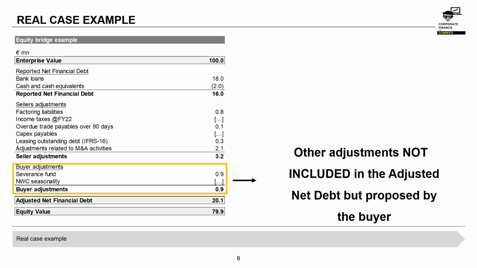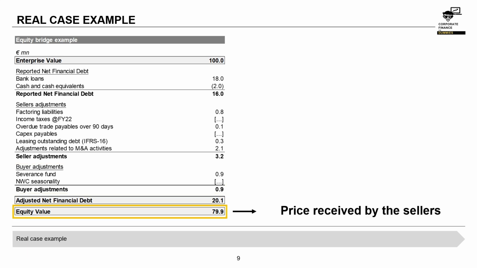So the buyer's adjustments could vary widely depending, first, upon what is already included in the due diligence and second, the perception of the risk that the buyer wants to take into account in the transaction. And what is left after accounting for all those items? Well, finally we arrive at the equity value, what our sellers will receive for their shares.